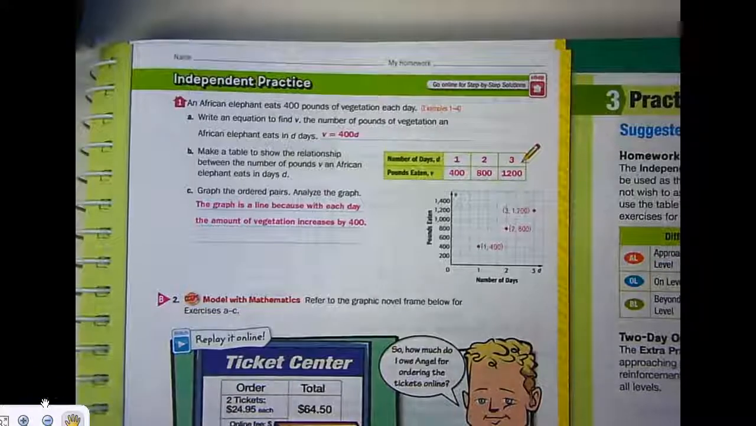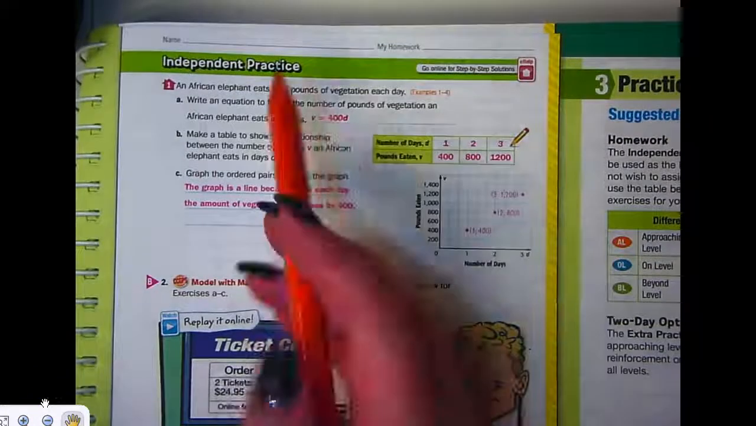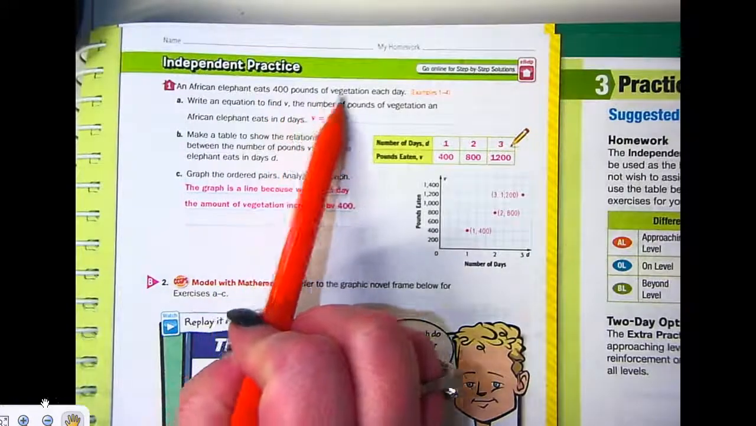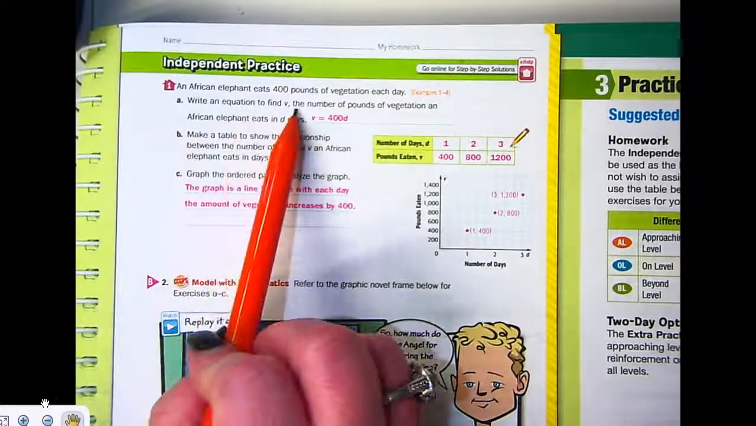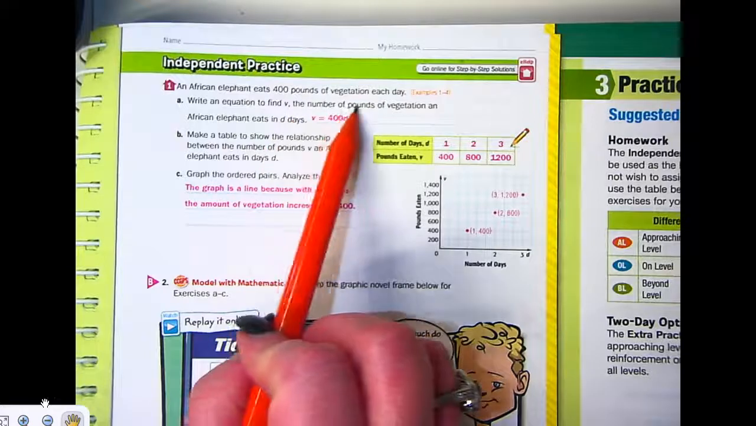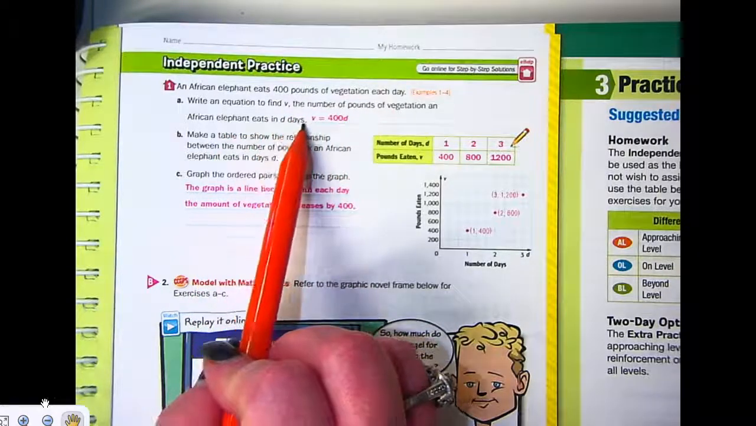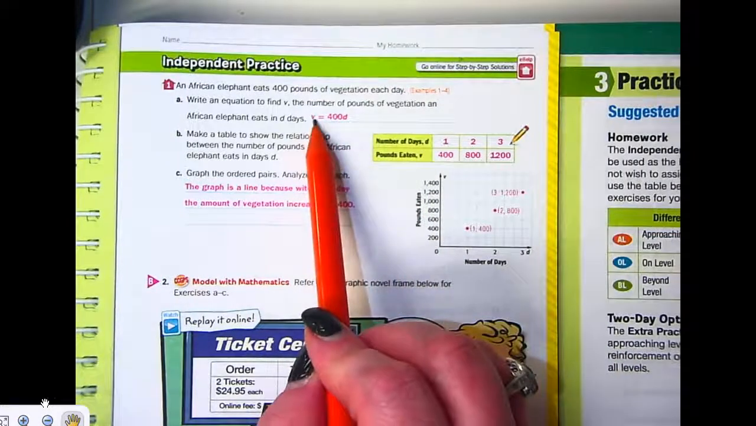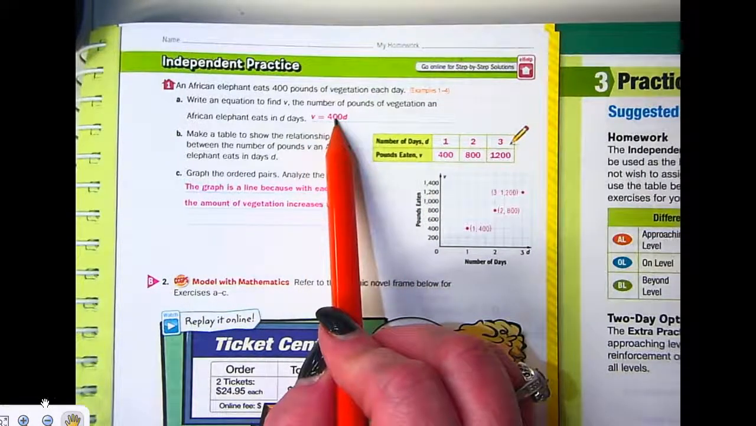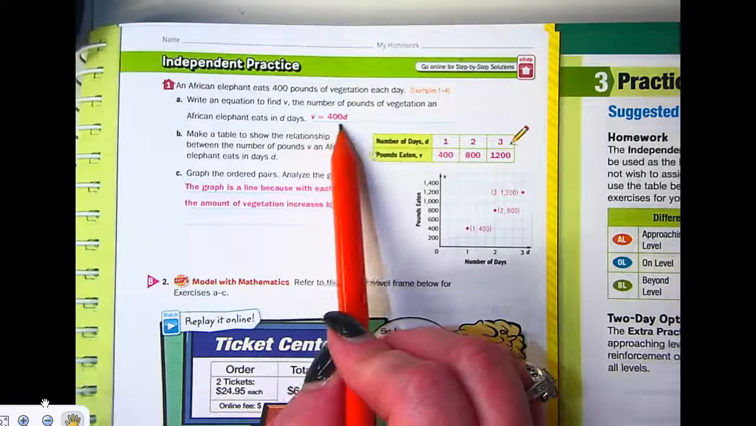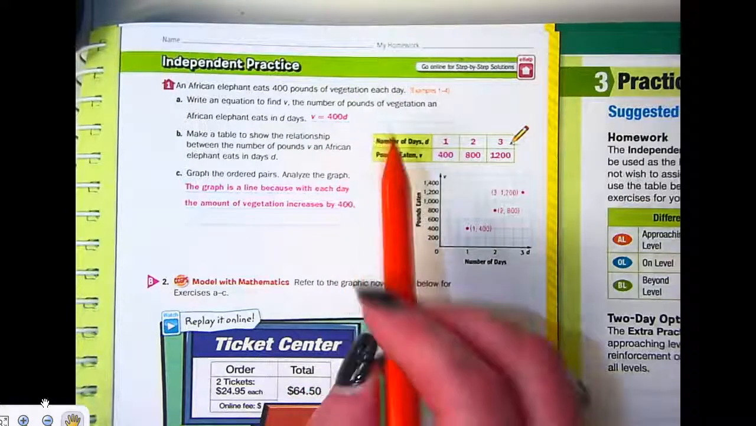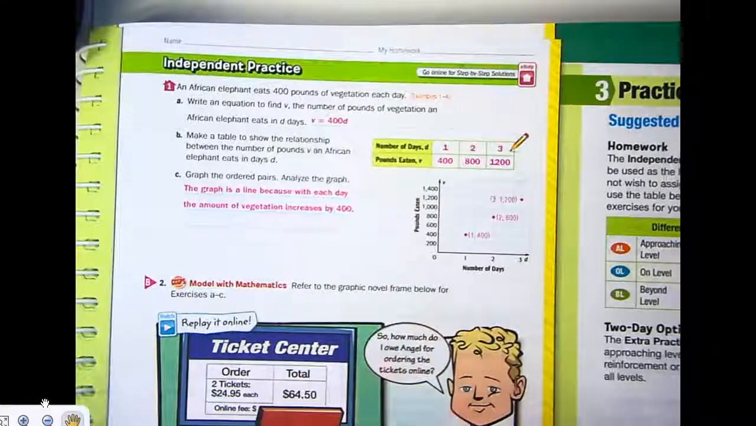All right, homework. Number 1, an African elephant eats 400 pounds of vegetables each day. Write an equation to find V, the number of pounds of vegetation an African elephant eats in D days. You should have the vegetation equals 400 pounds per day. So V equals 400D. This should be the equation that you have.